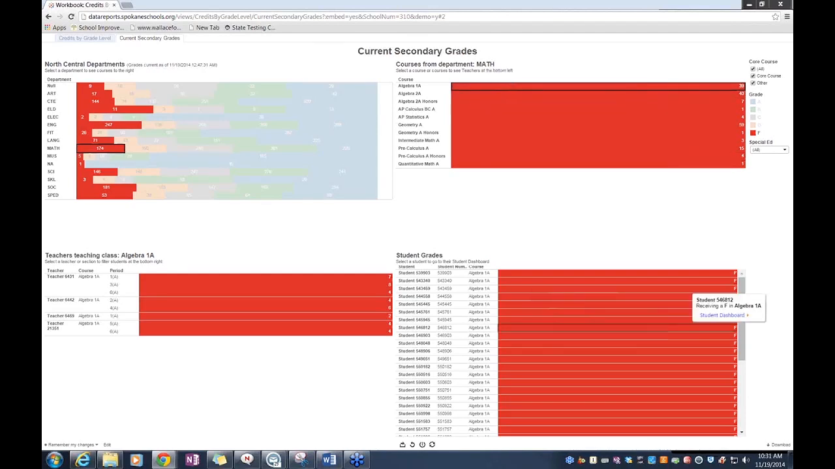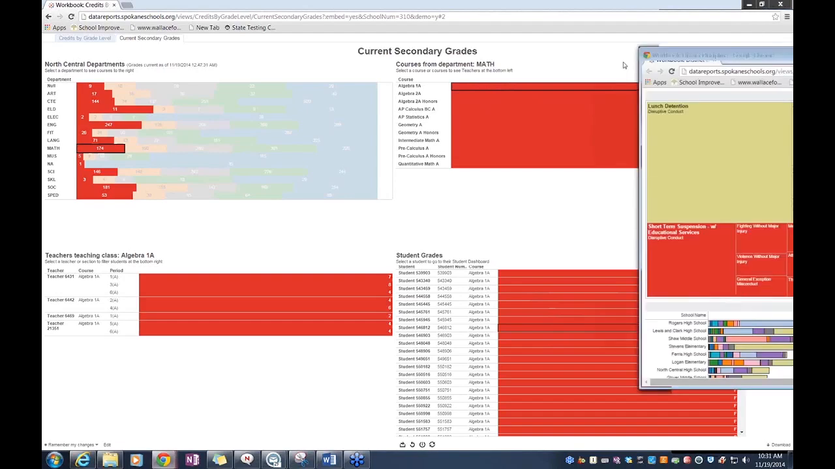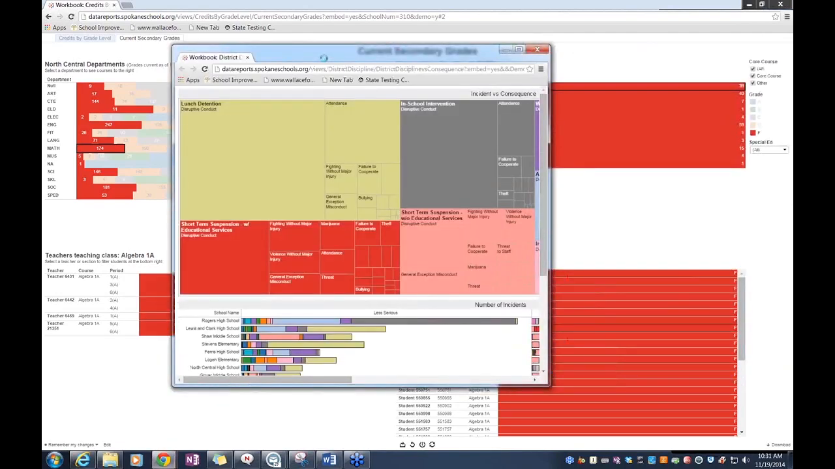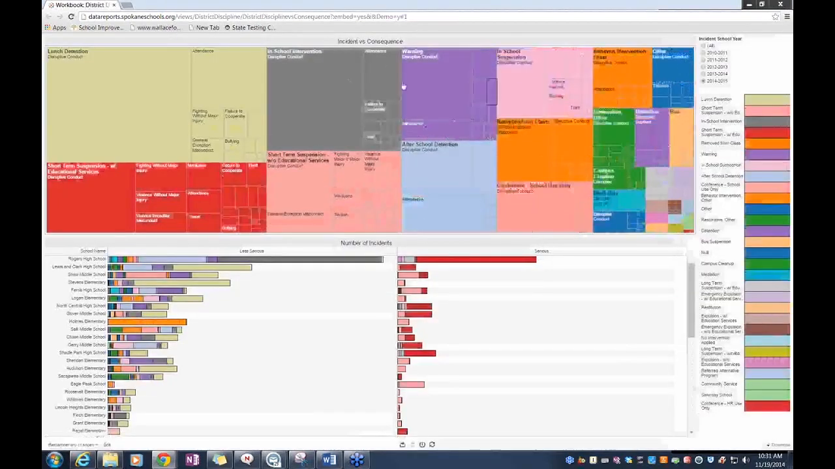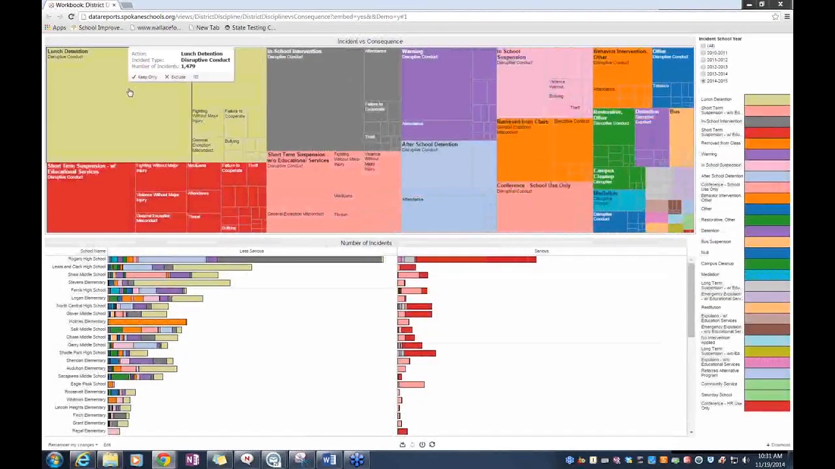Let's see, another area that you saw in the first view was around student management. So again, we have a view of student management. This is a tree graph of all student management at that school. The largest number of consequences is lunch detention. You can see it's because of disruptive conduct in this situation. You can compare them across all of our schools. You can look at less serious discipline. You can look at serious discipline.